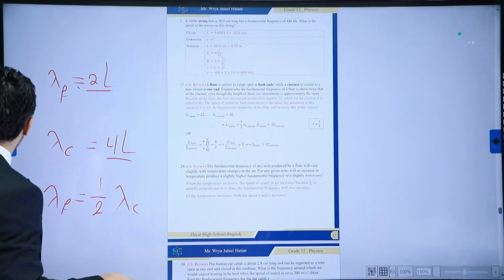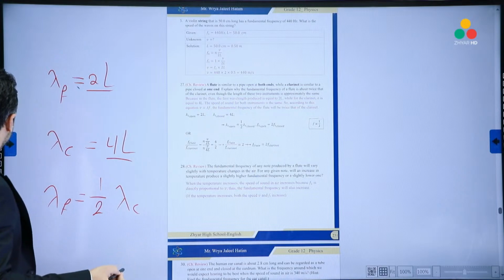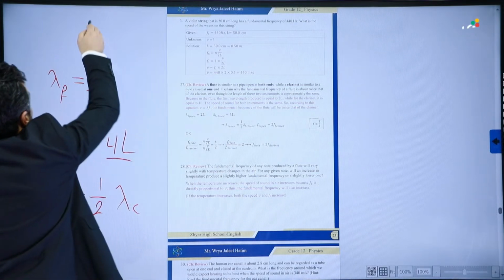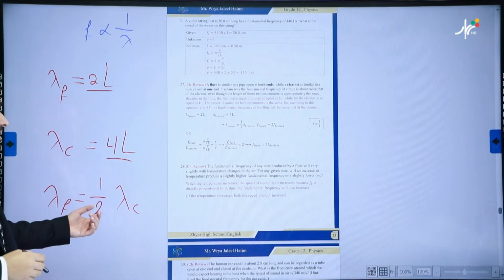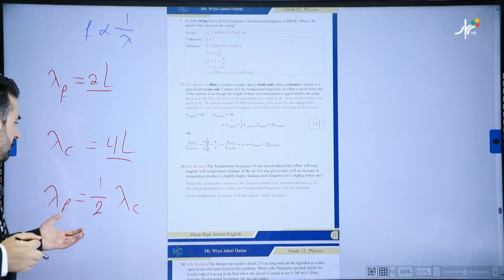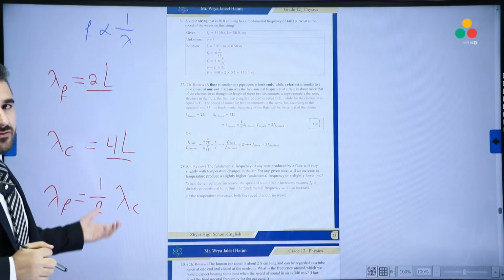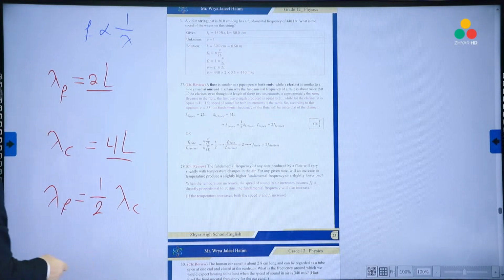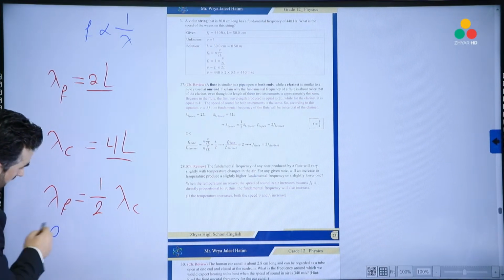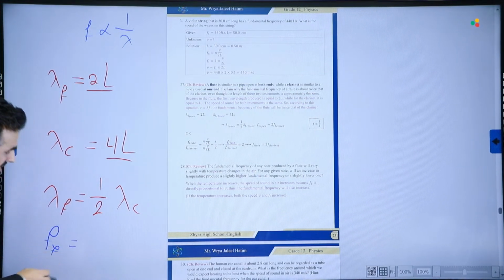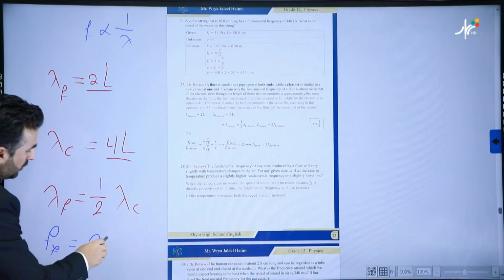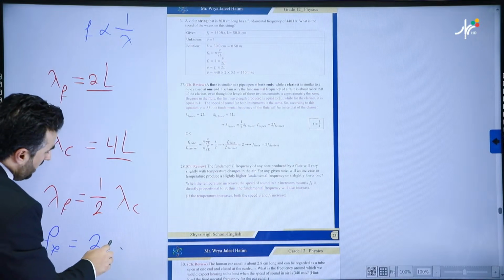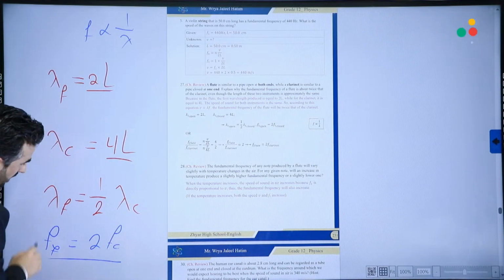But what is the relationship between frequency and wavelength? You do know that frequency is inversely proportional to the wavelength here. So if the wavelength is half, then the frequency must be twice, yeah? So in this case, the frequency of the flute, because its wavelength is half, will be twice that of the clarinet, the frequency of the clarinet.